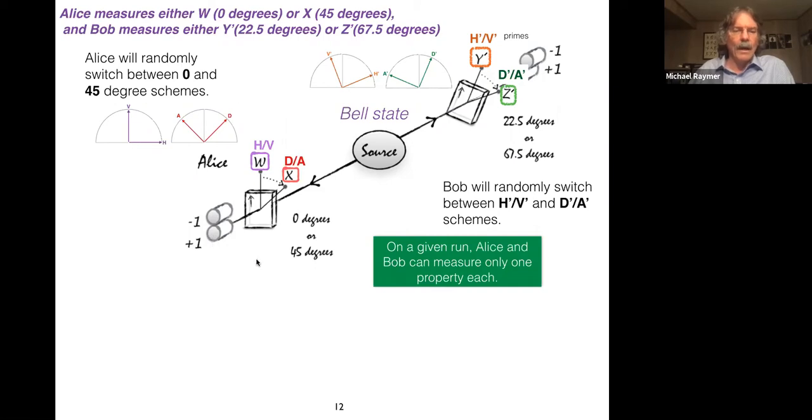Alternatively, Alice can decide by some random scheme, say flipping a coin, whether to keep her crystal oriented this way or rotate the crystal by 45 degrees, 0 or 45. If she does rotate this crystal by 45, then she's measuring the photon in the DA scheme. And then we assign the variable, call it X. If this detector clicks, X is plus 1. If this detector clicks, X is minus 1, or vice versa.